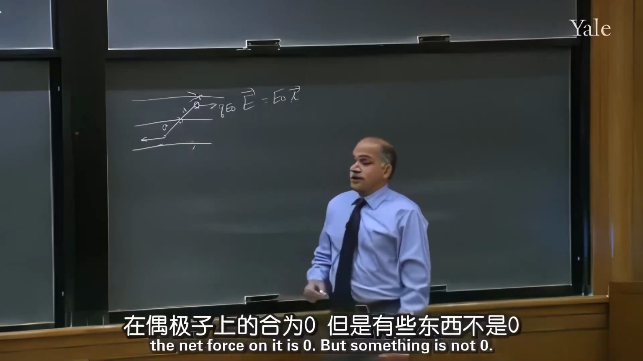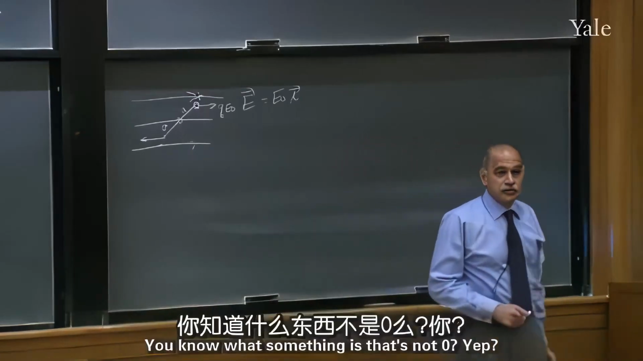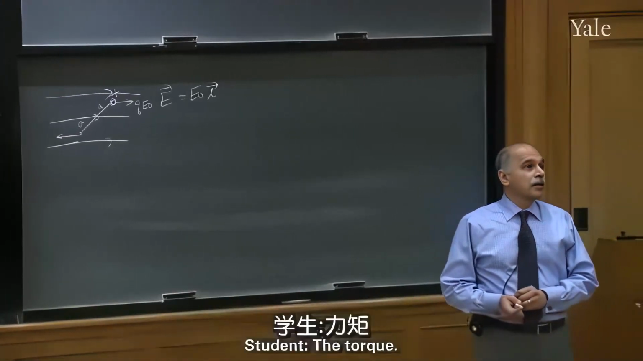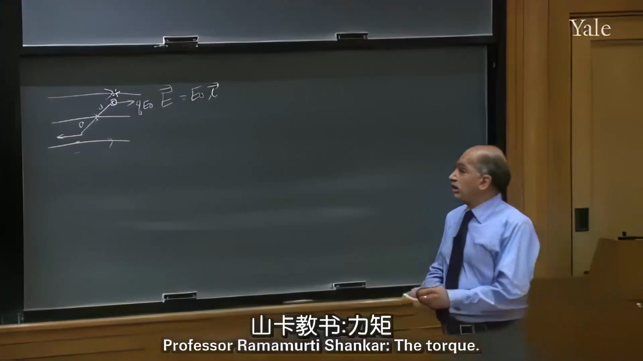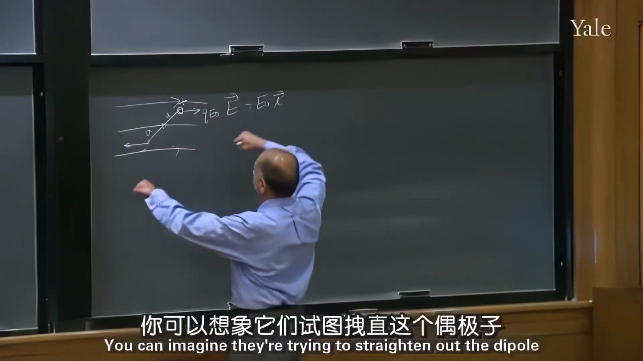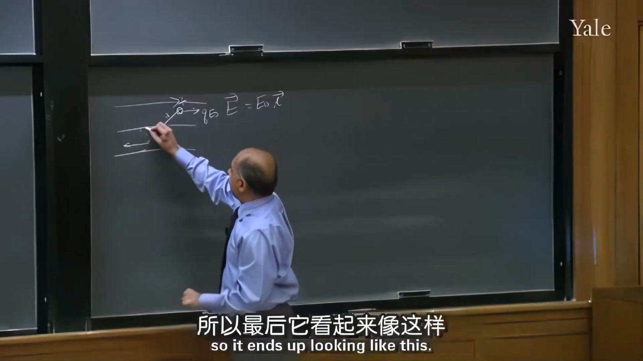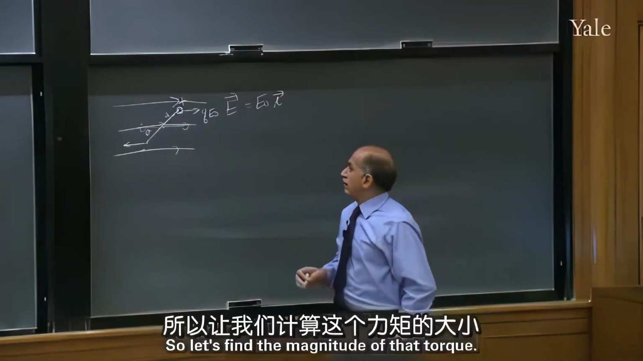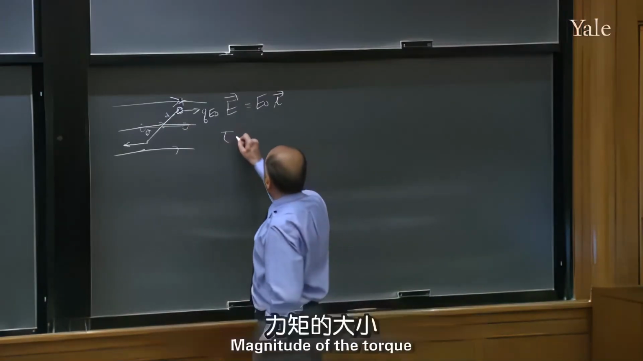But something is not 0. You know what something is that's not 0? Yep. The torque. There is a torque because there's a force here and a force there. You can imagine they're trying to straighten out the dipole, so it ends up looking like this. So let's find the magnitude of that torque.